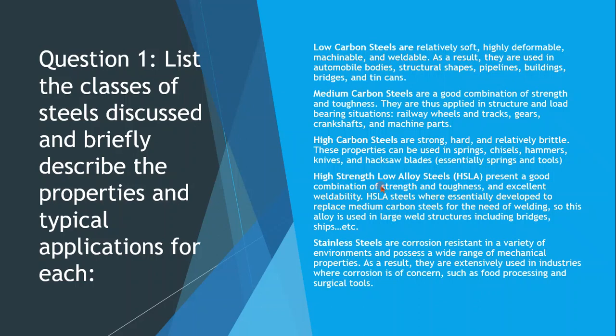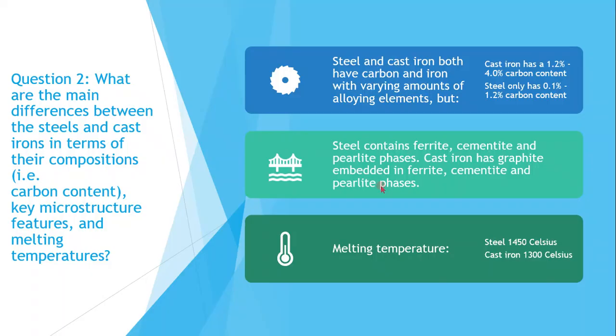Now, stainless steels are corrosion resistant in a variety of environments and possess a wide range of mechanical properties. As a result, they are extensively used in industries where corrosion is of concern, such as food processing and surgical tools.